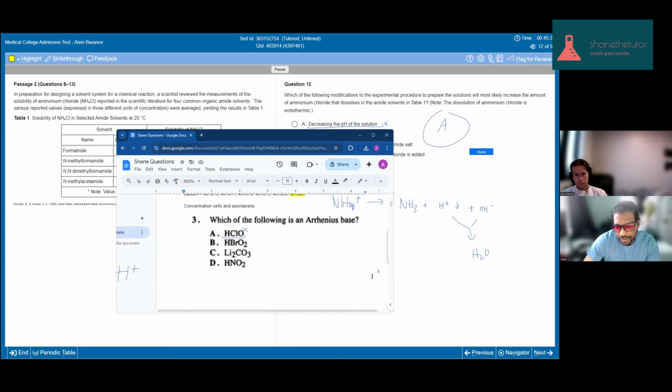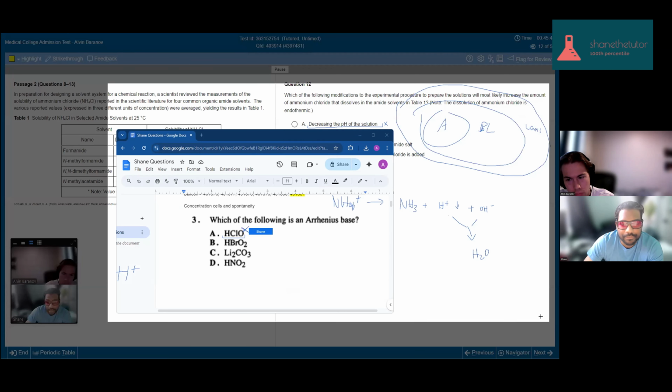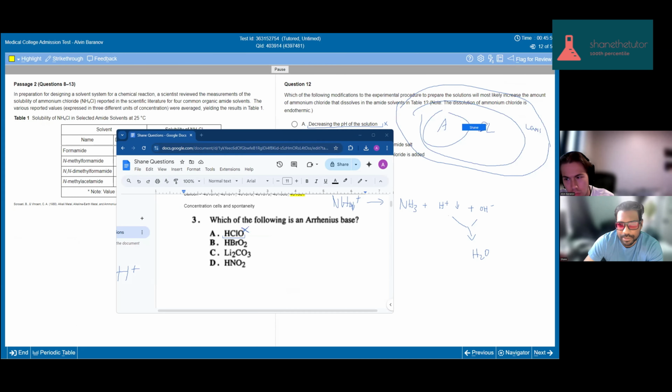Also, all Arrhenius acids fall under the larger category of Bronsted-Lowry acids, but you could have Bronsted-Lowry acids that are not Arrhenius acids, and then Lewis acids will be the broadest category. But yeah, so A is not a base. Does it make sense what I mean by this? It makes sense what you mean by it.